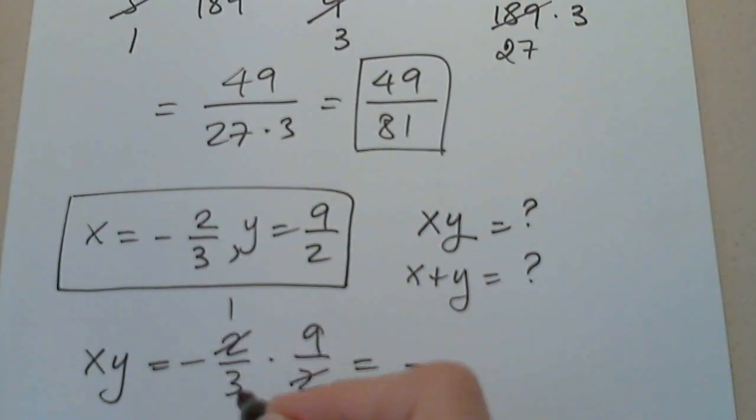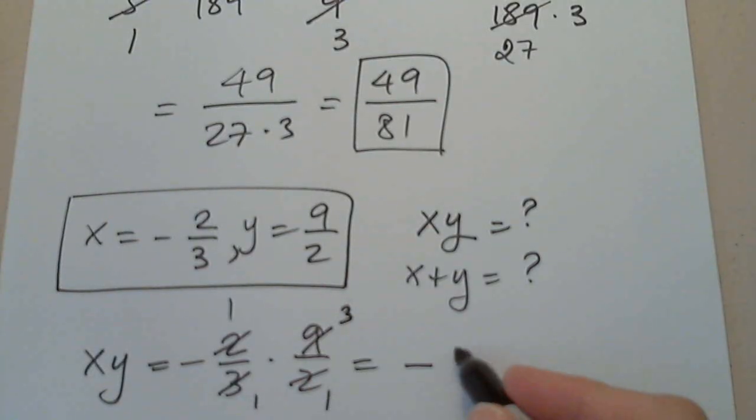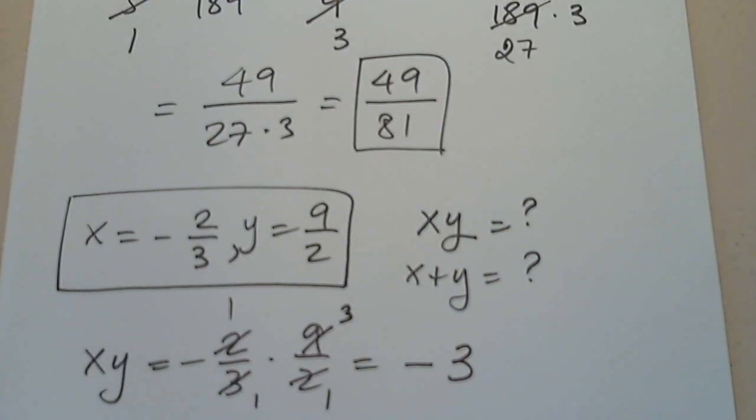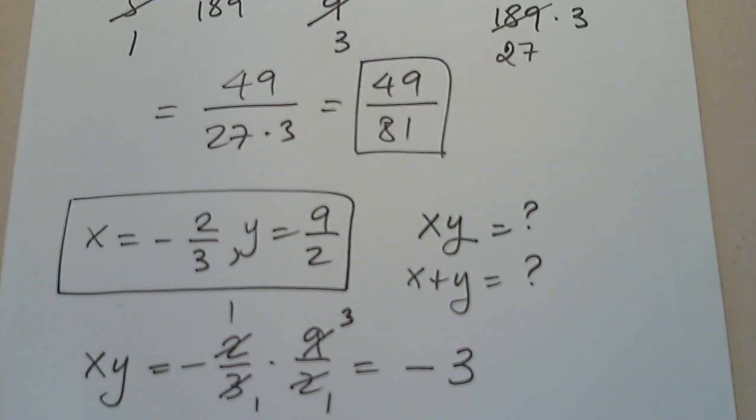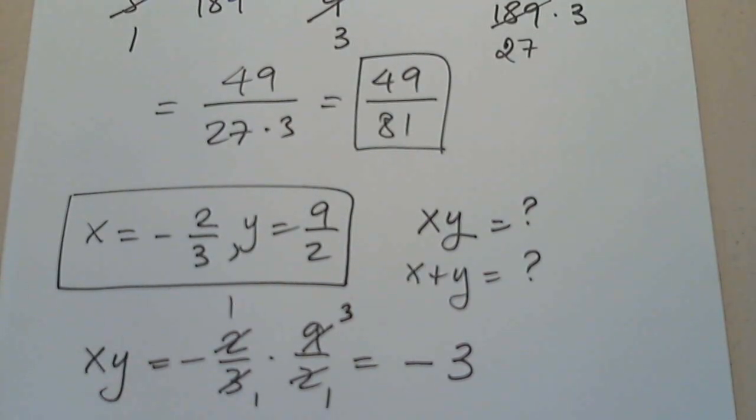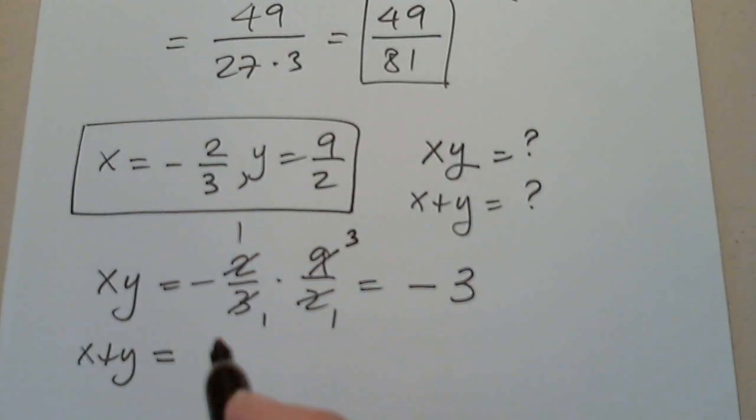Simplify, please. Always write the 1. 2 divided by 2 is 1. The reason why I kindly ask you to do that is because some students say it's 0. It's not 0. Good. And the x plus y.